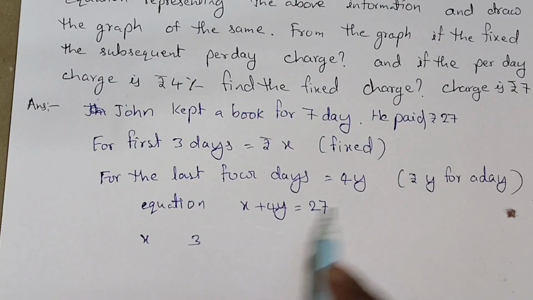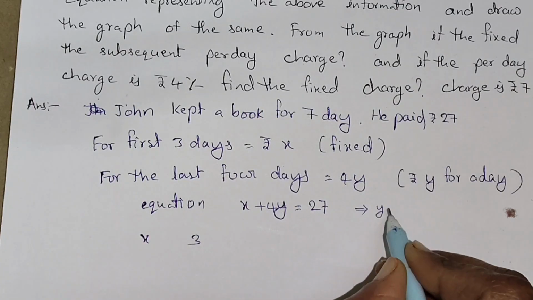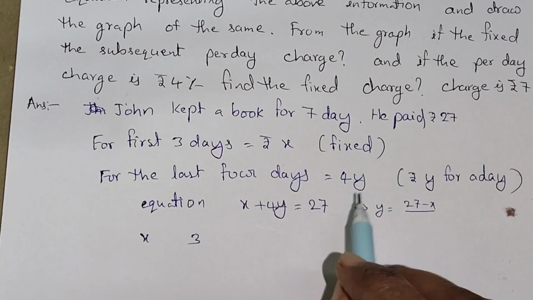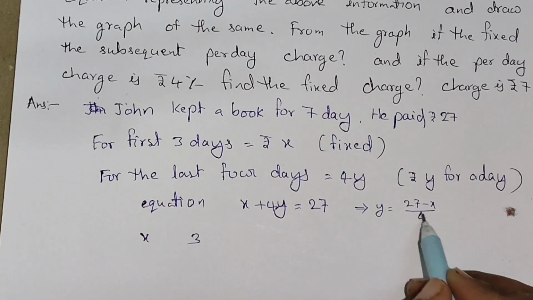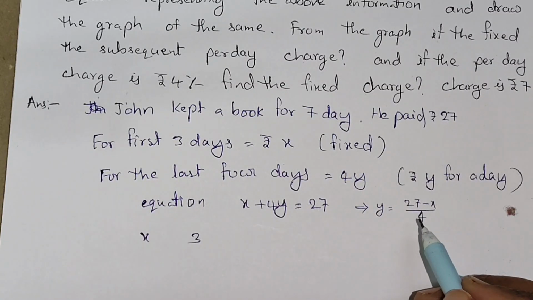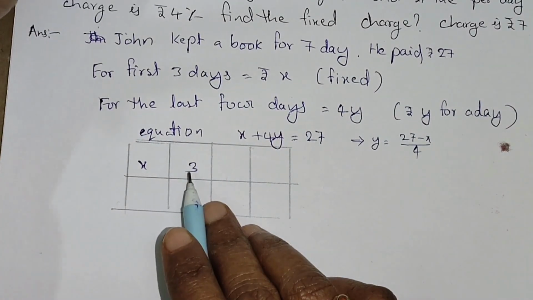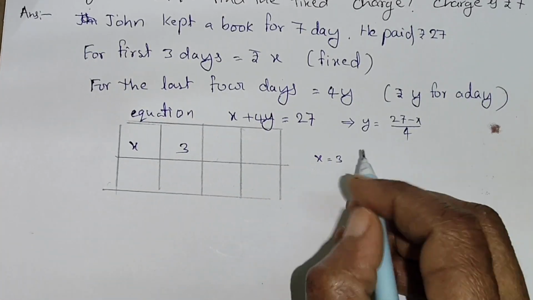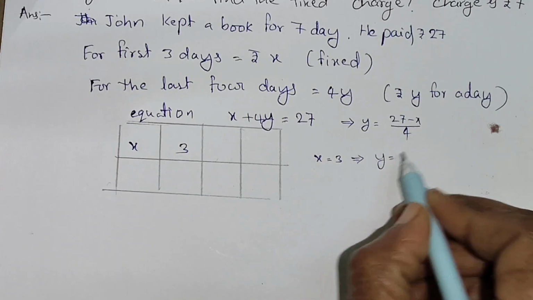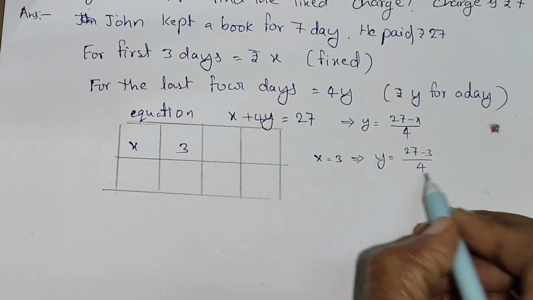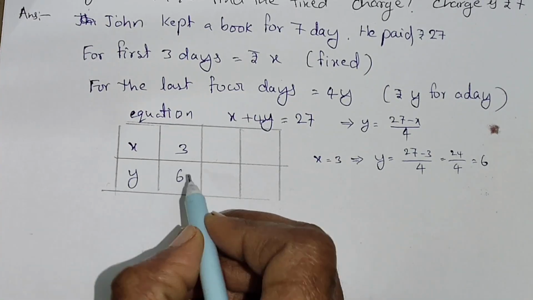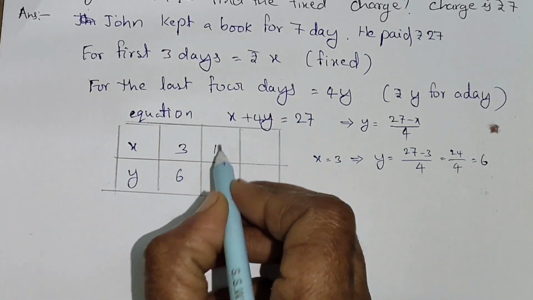Now we take x equal to 3 and substitute in this equation. Then y equals 27 minus 3 by 4, which is 24 by 4, which is 6. So the y value is 6.